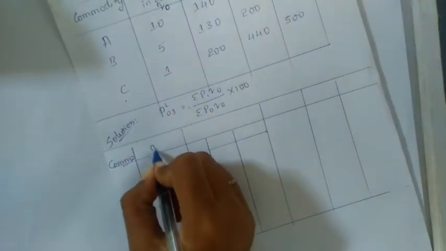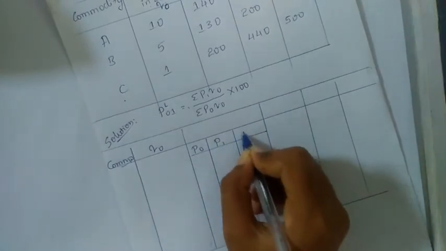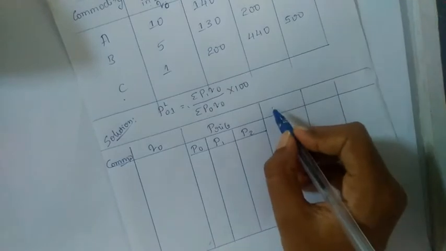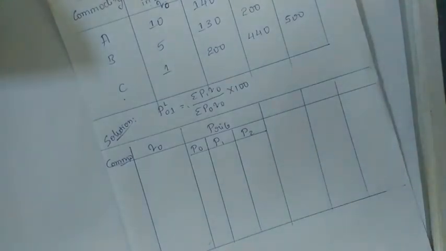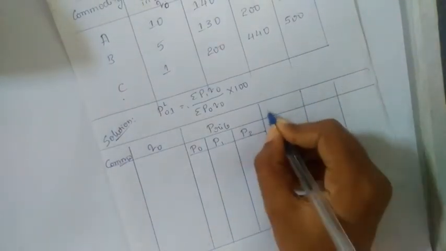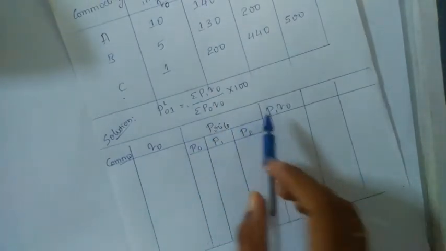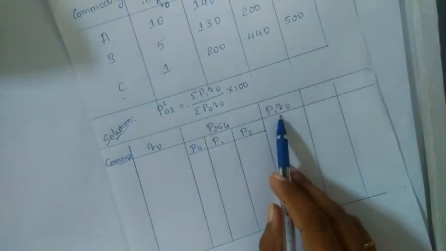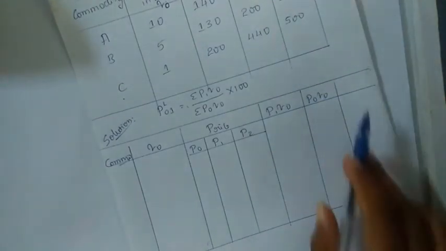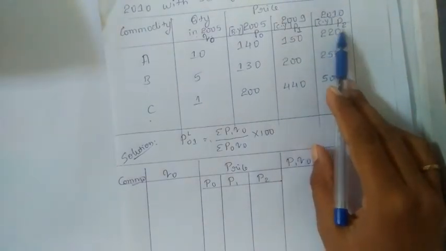Next one is quantity, that is Q naught, and then P naught, P1, P2, this is price. The next step is that you have to write solutions, that is P1 Q naught. This is the numerator value. So I have to write P1 Q naught first. Next one is P naught Q naught. And there is another column, because they gave another current year price, that is P2.